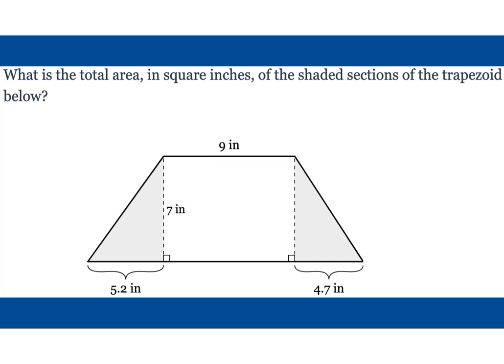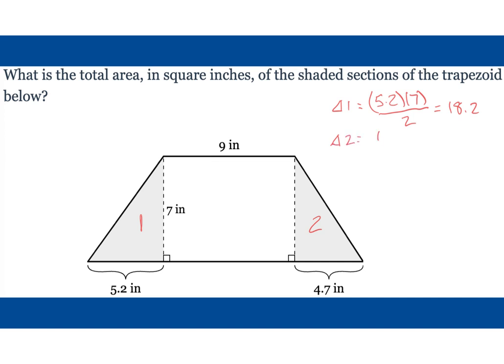Here's example number 1. We are asked to find the shaded region of the trapezoid. Notice that both of our areas are triangles, so I'm going to go ahead and label them as triangle 1 and triangle 2. We're going to find the area of each of those separately and then add them together to get our final answer. So let's start with triangle 1. We would do our base and height, which is 5.2 times 7. Divide that answer by 2. And according to my calculator, that would give us 18.2. And on to triangle 2.